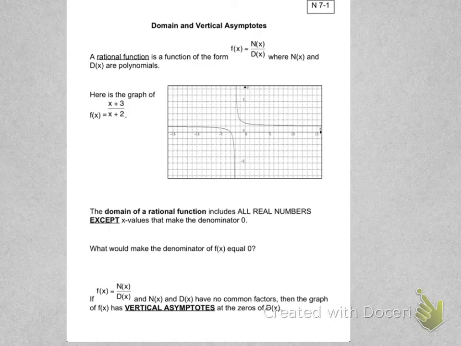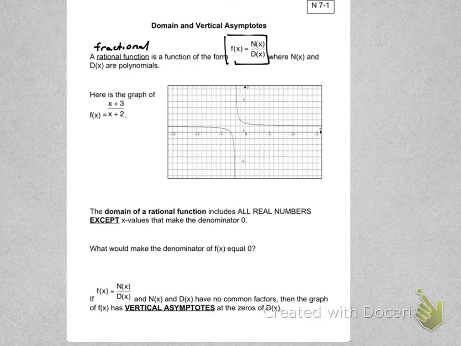Alright, this is lesson 7.1, domain and vertical asymptotes. We are still talking about rational functions. Again, a rational function is a fraction, so it looks like a fraction. This is the basic form: numerator over denominator, where N(x) and D(x) are polynomials, so there are x's, x squareds, whatever in those terms.